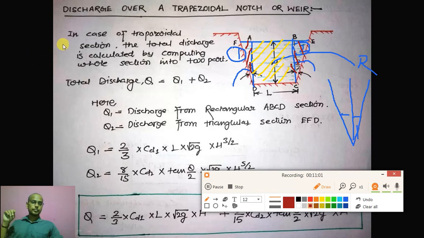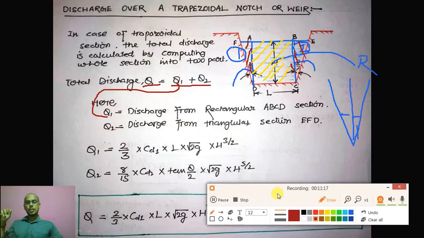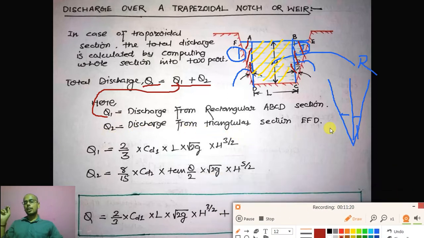Okay. So let the total discharge be Q. It will be Q1 plus Q2, where Q1 is equal to the discharge from the rectangular section ABCD, and Q2 is equal to the discharge from the triangular section EFD. Here is one more basic thing you have to understand, because you will frequently ask, and if you are not watching this lecture properly, you will ask, sir, there are two triangles but you have made only one triangle.